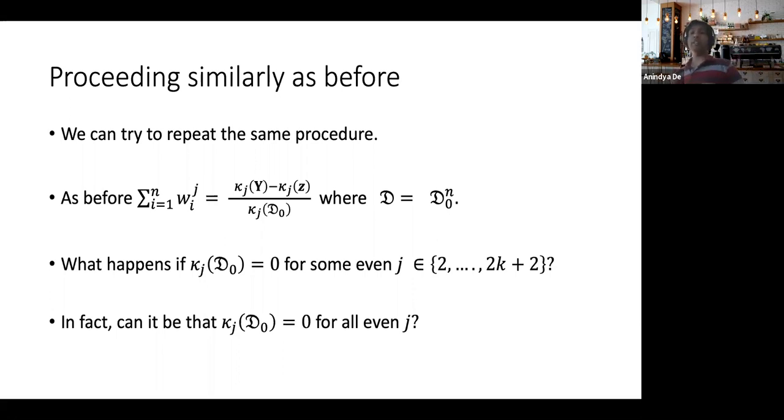Then you do not have this equation for that j. In fact, what happens if kappa_j of D0 is 0 for every even j? That can happen when D0 is a Gaussian. That can happen, that every single cumulant for j greater than 2 is 0. So you never get this equation. And that's why Gaussian is an exception.